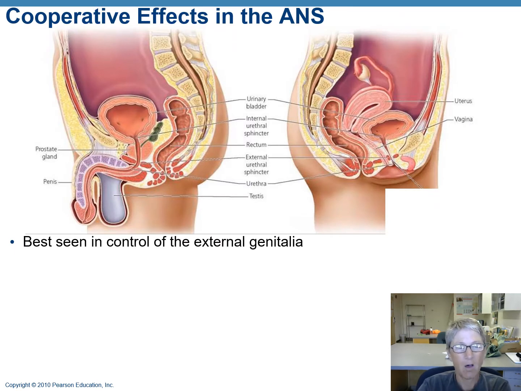Cooperative effects in the autonomic nervous system are best seen in control of the external genitalia. External genitalia in the male, you see the penis; external genitalia in the female is the clitoris here.